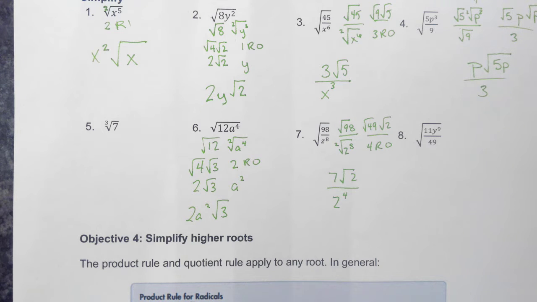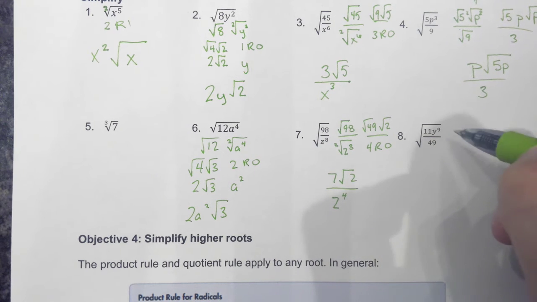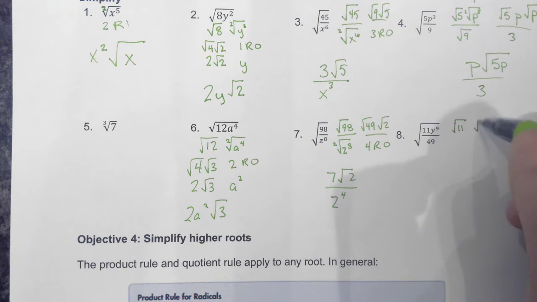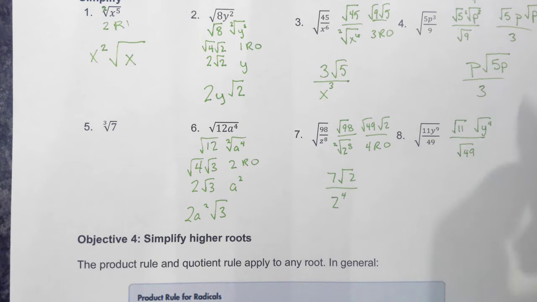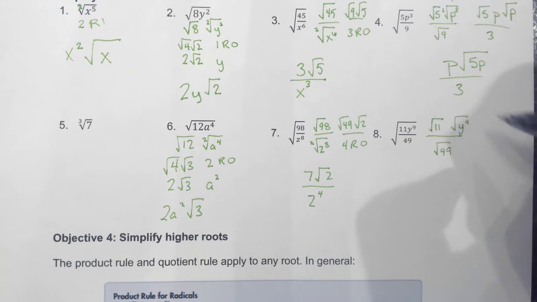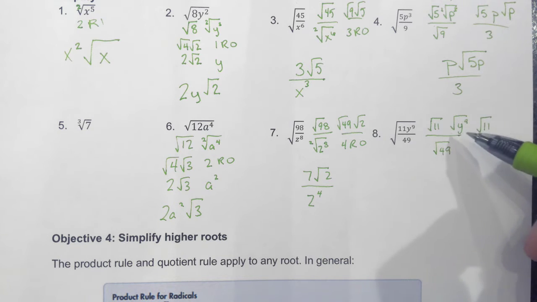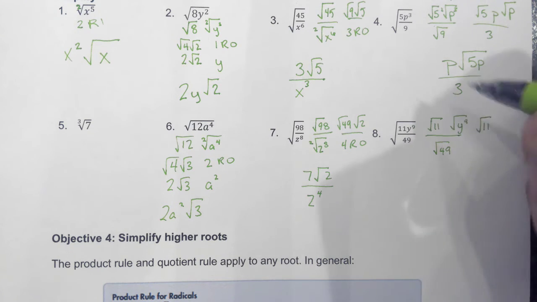Okay, and if you want to pause the video and try 8 on your own, that would be good. Otherwise, I'll walk you through it. Okay, again, separate into the pieces. The square root of 11, the square root of y to the 9th, and the square root of 49. The square root of 11 doesn't simplify, so I'll just rewrite that. And then y to the 9th.